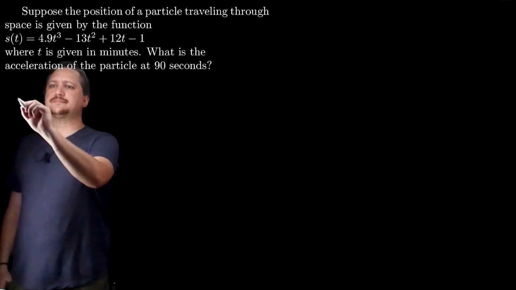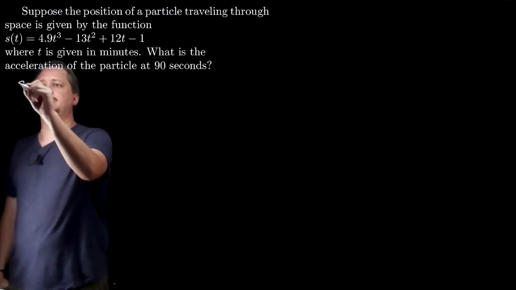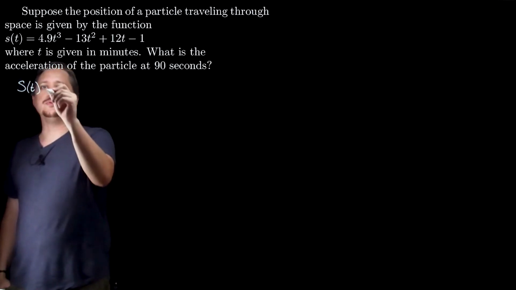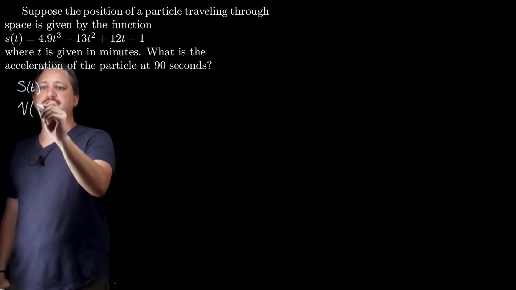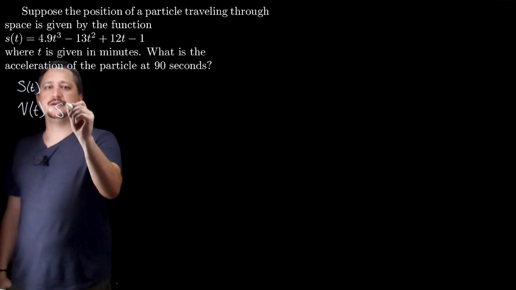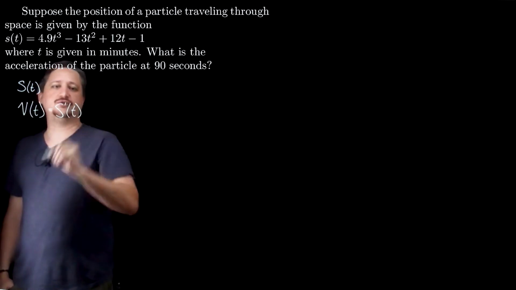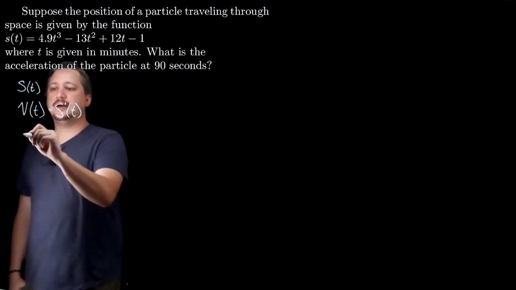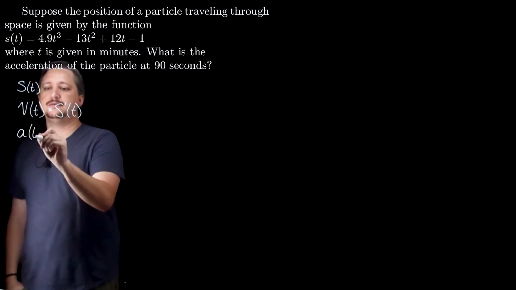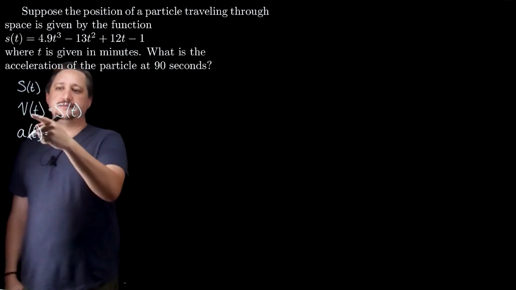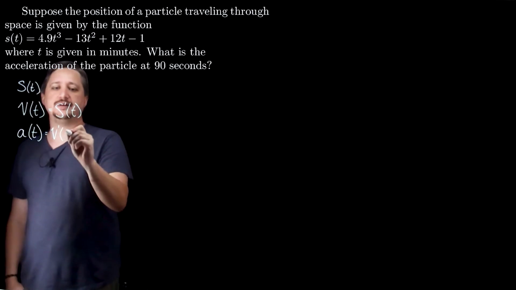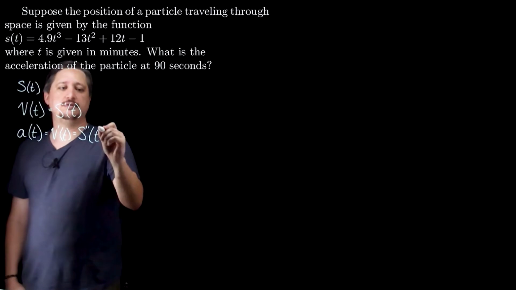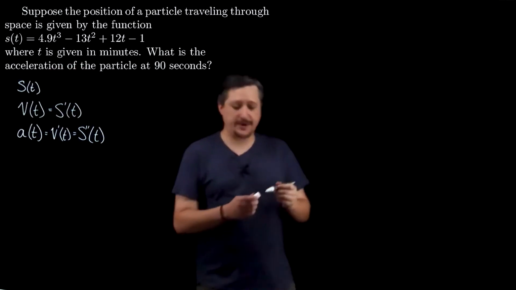But what's important here is that we know the relationship between position, something like s of t, and velocity. So in particular, we might do something like v of t, which is the first derivative of position. So v of t is really s prime of t. And then acceleration, a of t, is the first derivative of velocity, which is also the second derivative of position, right?